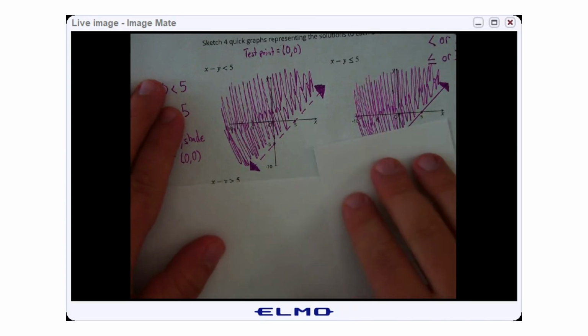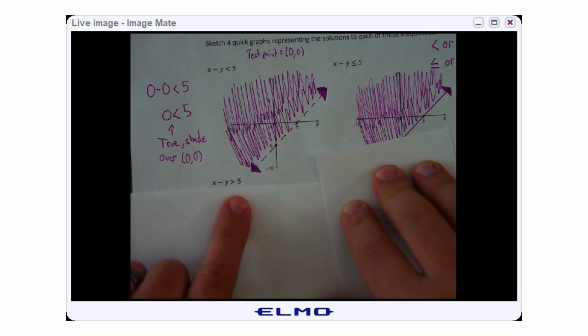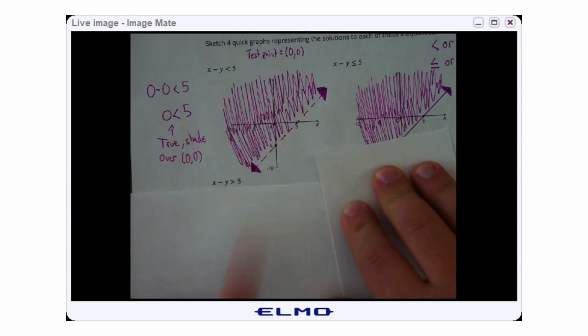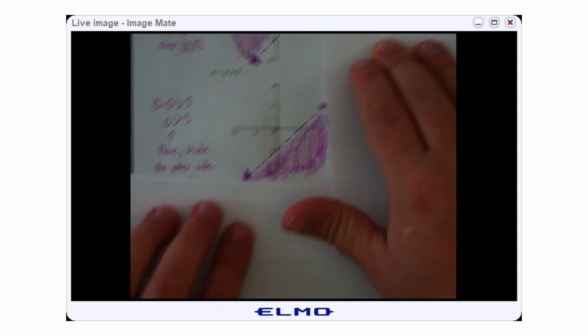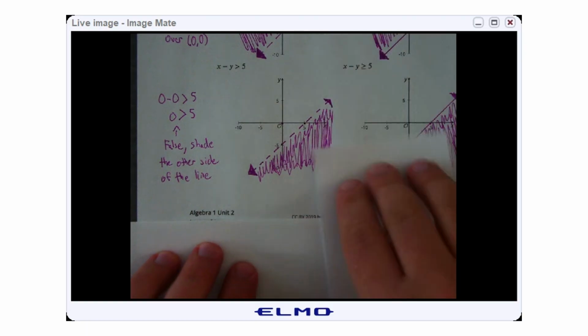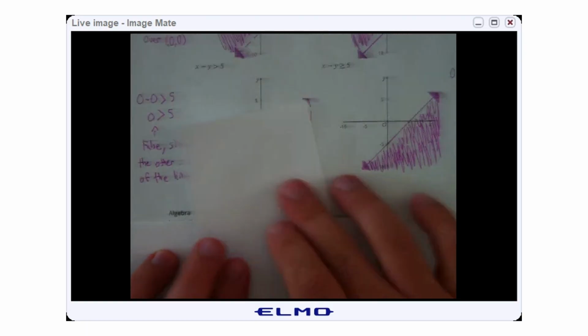Okay, and we're going to take a look at some more of them. We have the inequality x minus y is greater than 5. Again, with this symbol, I have to graph a dotted line. I graphed the same line that I graphed right here. The only thing that's different here is where the shading's at. And I'll explain this. The reason I shaded underneath my line is because I use 0, 0 as my test point.